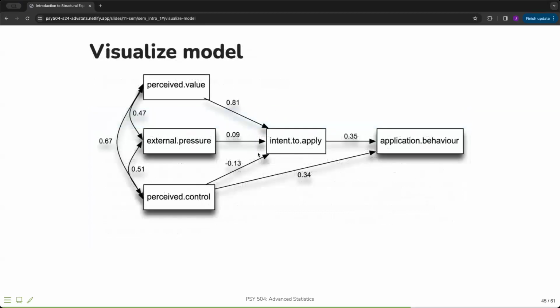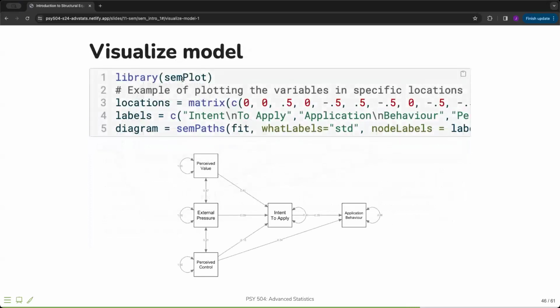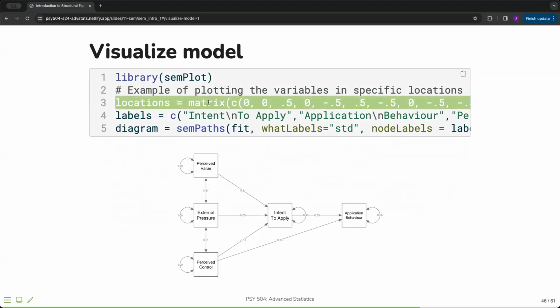This is just a visualization of our model with the standardized coefficients. And with semPlot, which I think some of you used on your mediation lab, and I think I highlighted last week, you can kind of in a semi-automatic way construct a path model. But there are some modifications that you have to do, like specifying the locations of the boxes and then also the labels. But I think that this looks like a decent path model. It looks pretty nice. I don't know if I would put it in a paper like this, but for our purposes, I think it looks pretty good.